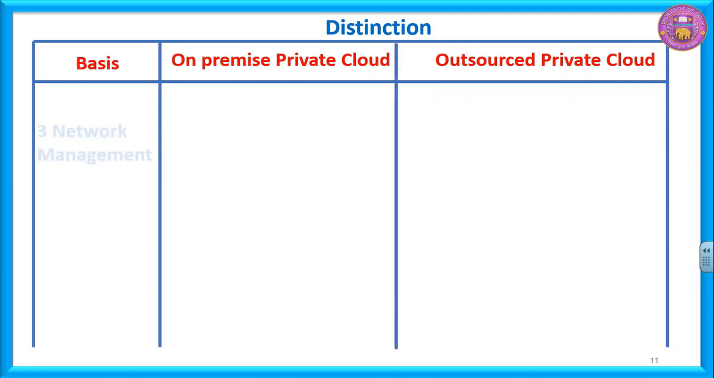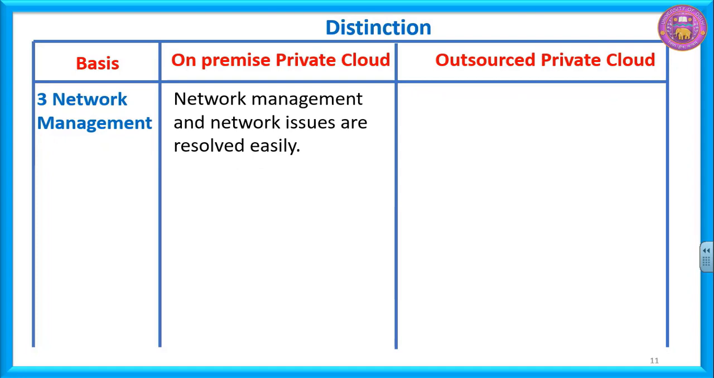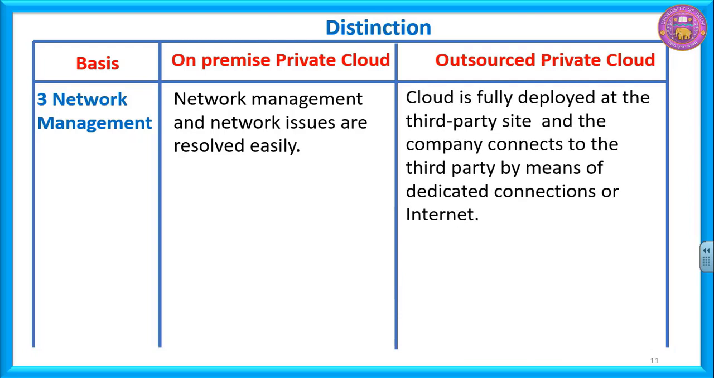The third point is network management. On-premise private cloud, network management and network issues are resolved easily. But in the case of outsourced private cloud, this cloud is fully deployed at the third party site and the company connects to the third party by means of dedicated connections or internet. In this particular case, there can be some network issues.